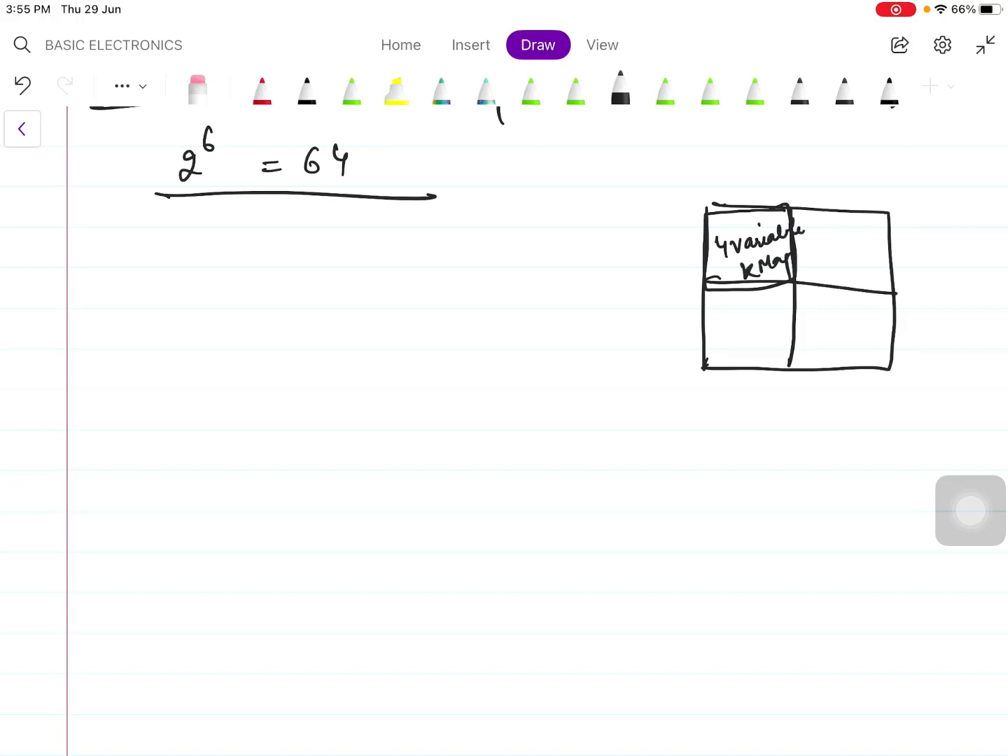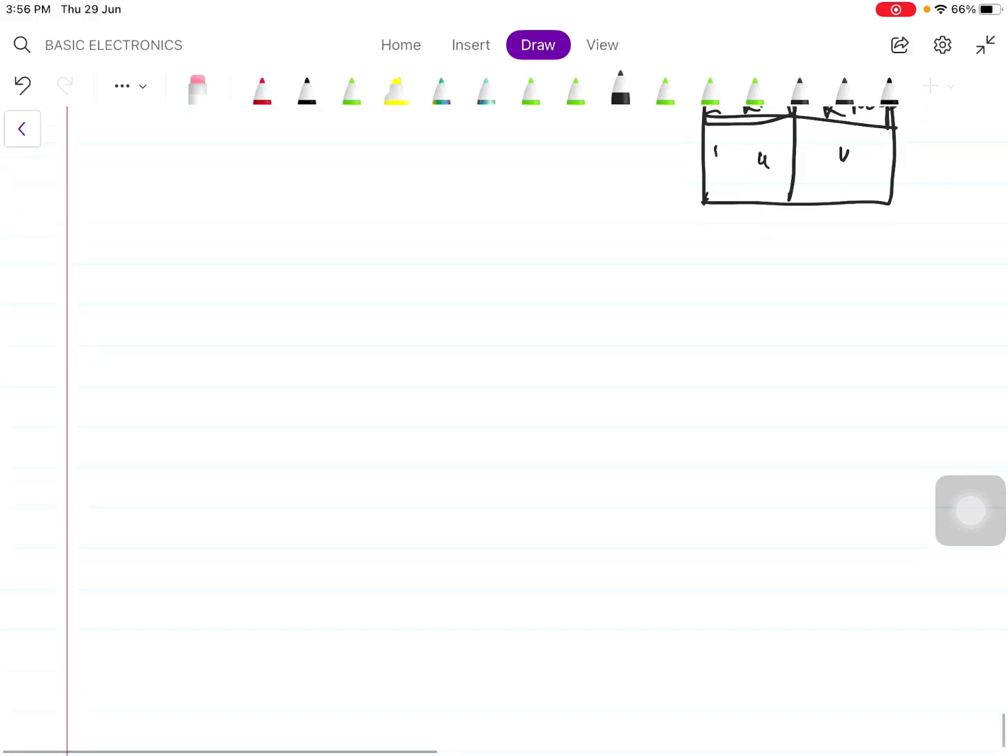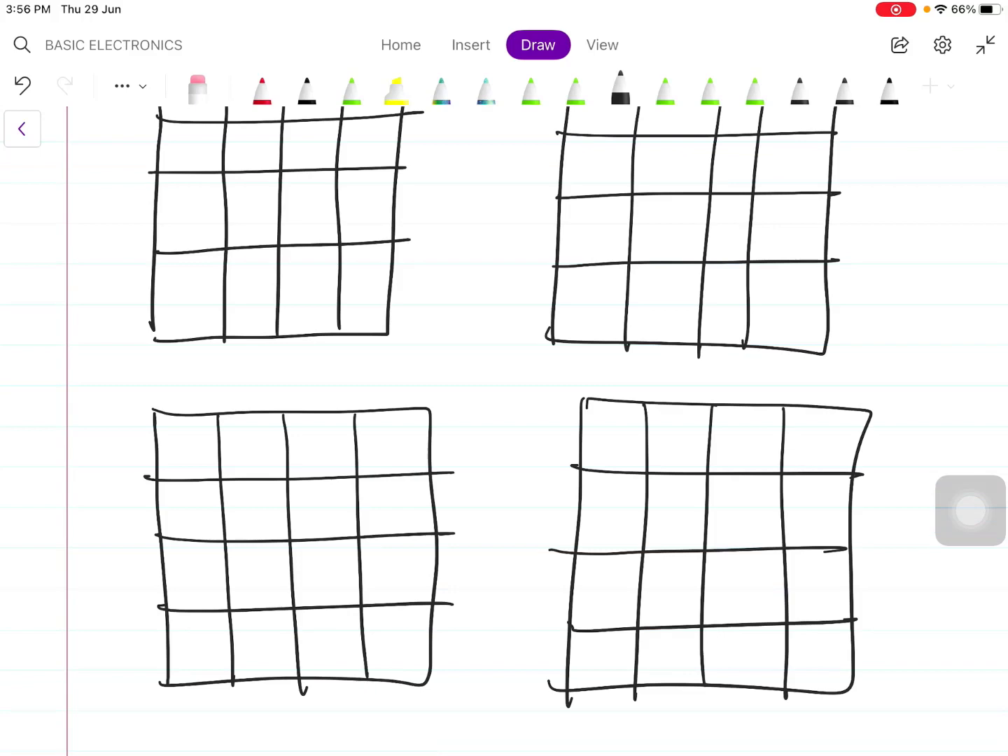Each and every block replaced by a 4 variable K-map. Alright, so now let's draw it. So these are the four variables K-map.